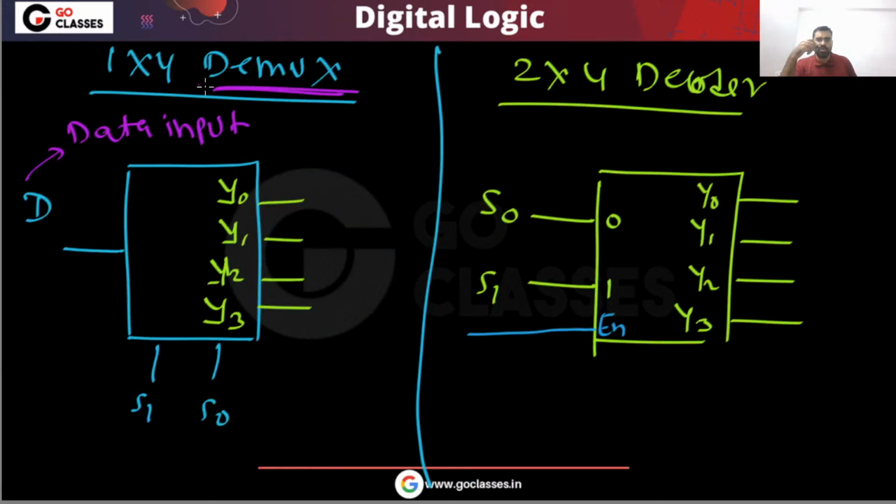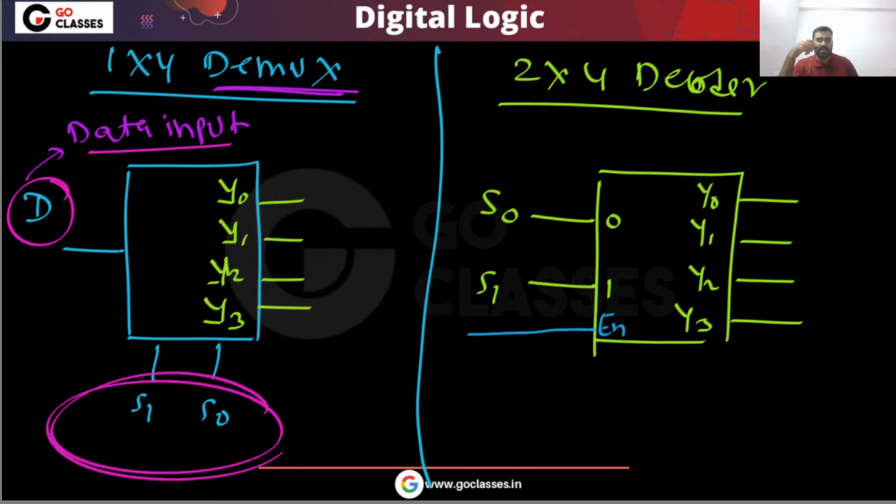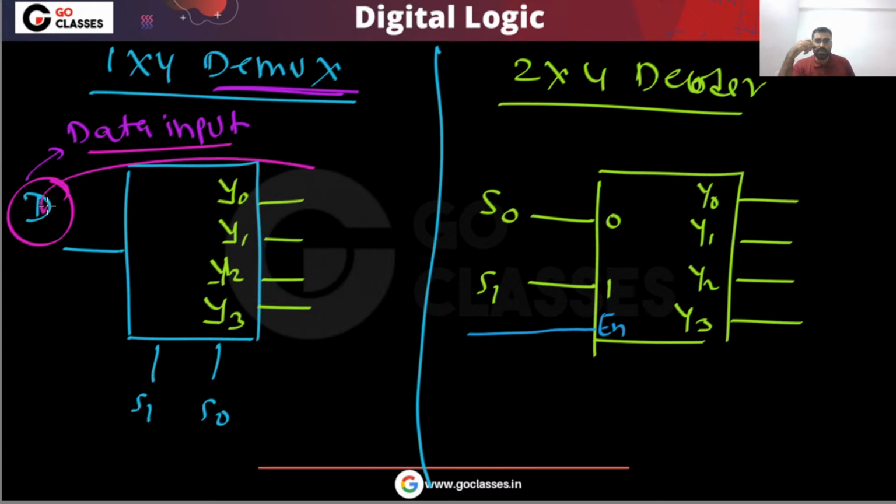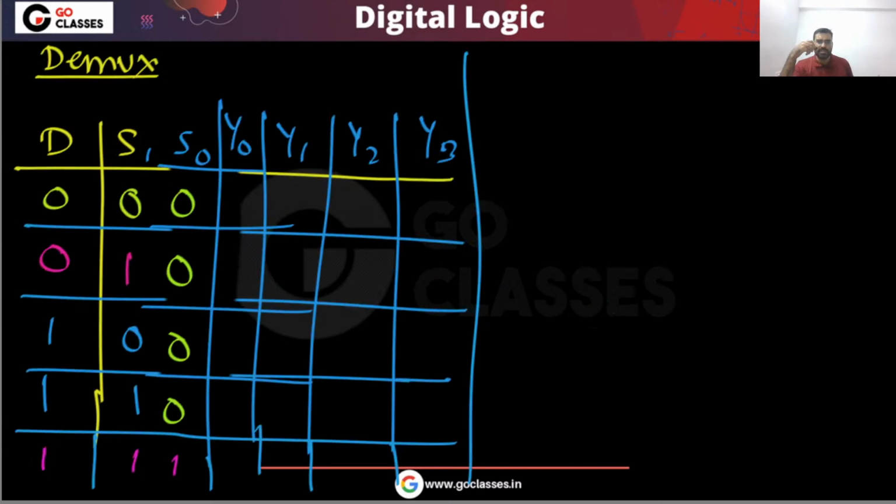You can notice this is your demultiplexer. In the demultiplexer, this D is the data input. You know that when these are 0, 0, this data input will go to y0. The data input will go to y0, and the others will be 0.